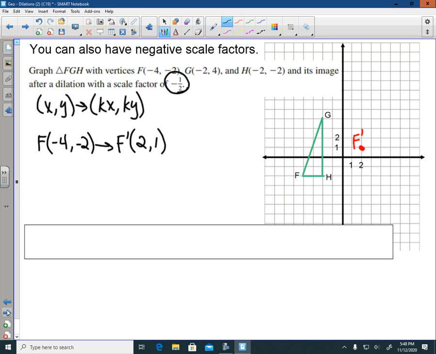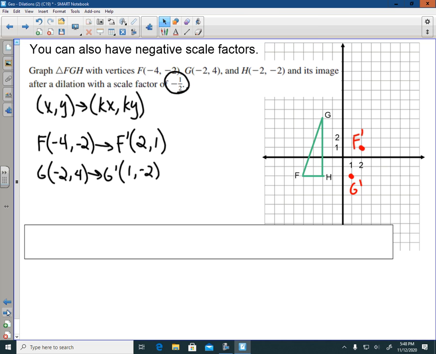All right, let's do another one. G starts at -2, 4. We want to find G prime by running it through the rule. Well, -1/2 times -2, a negative times a negative is positive, and half of 2 is 1, so that's a good start. And then -1/2 times +4, a negative times a positive is negative, and half of 4 is 2, and so we have a new point, 1, -2. And this is where G prime lives.